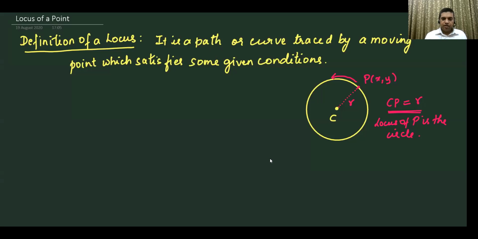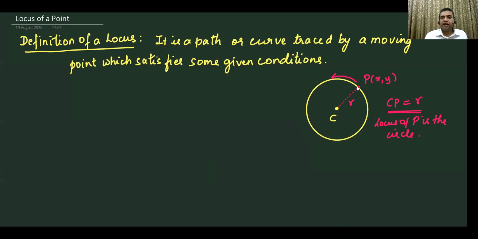Okay. So this is the definition of locus of a point. It is a path or a curve traced by a moving point which satisfies some given conditions. So the simplest example is this. P is a point which is moving on a circle. So the condition that P will have is the distance of P from the center will be constant, and that will be equal to the radius.